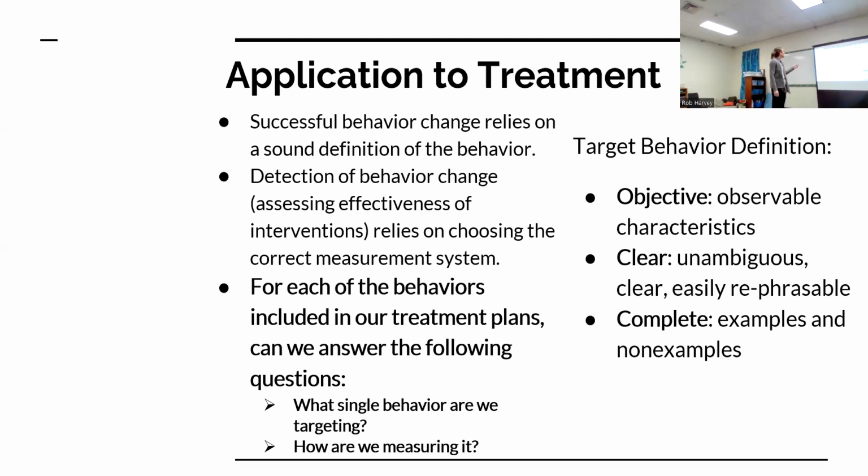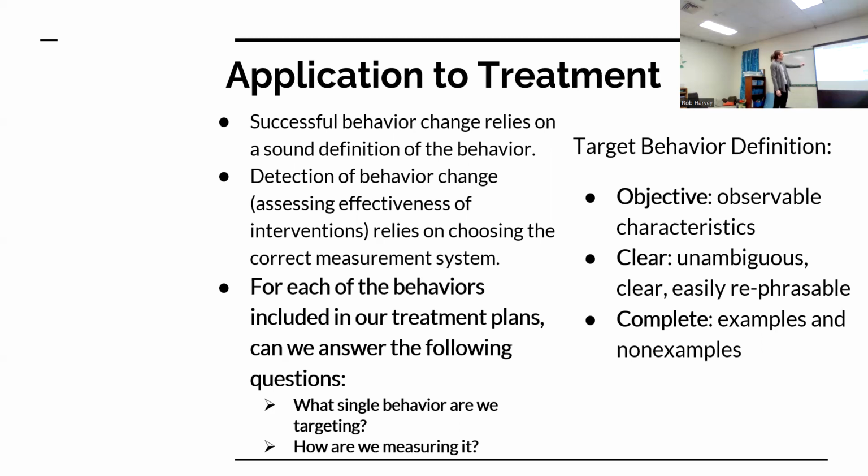Okay, application and treatment. To tie together all the definitions we've been talking about: we need them because successful behavior change relies on a sound definition of behavior. That's the first building block. Then we're going to talk about measurement, because in order to detect whether your interventions are effective, you need the correct measurement system. You need to accurately represent the behavior to see if it's changing in the way you intended.